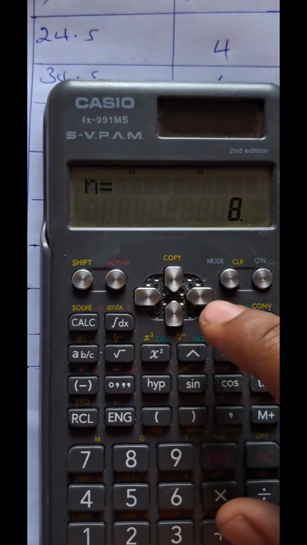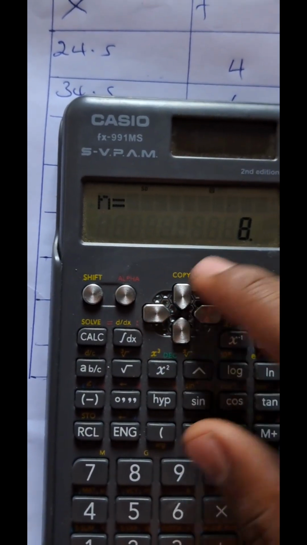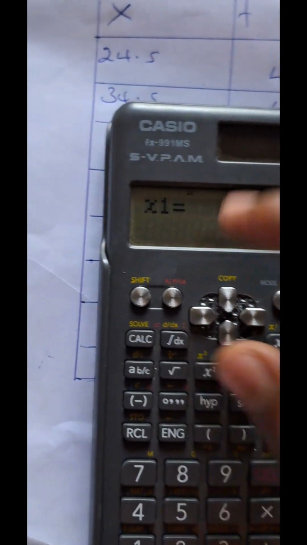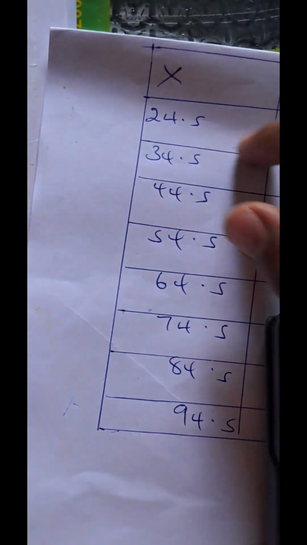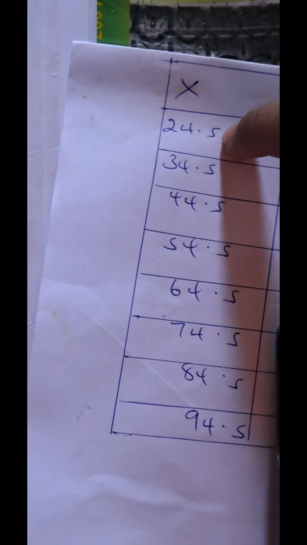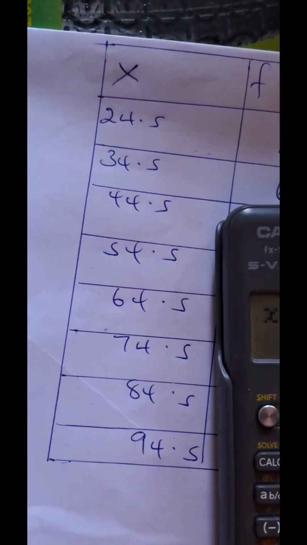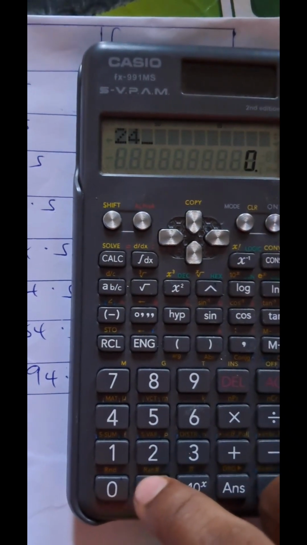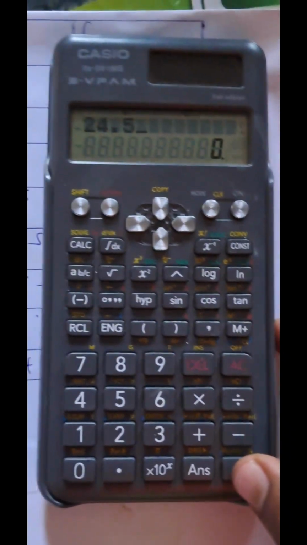Now after, you're going to press the lower one of these 4 buttons you see on the calc, and they will ask you for x1. X1 is the first value in the x column. For example, here it is 24.5. So you put it there, which is 24.5. Then you press equal sign.